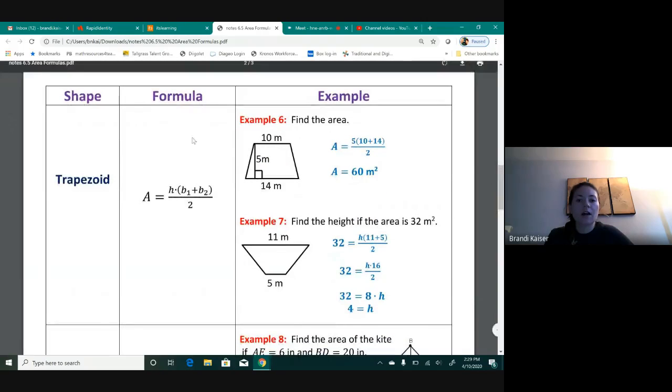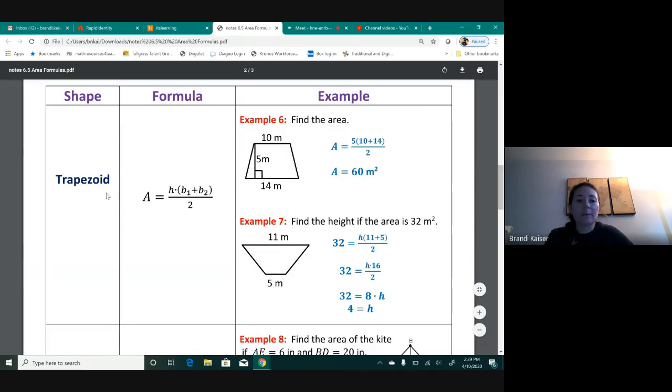Okay, the next shape that we're going to look at is a trapezoid. So for a trapezoid, the formula for area, if you remember, you have two bases. They're the two sides that are parallel. So you have to add those two bases together. You're going to multiply by the height of the trapezoid. Again, look for a right angle. And then you're going to divide by 2.